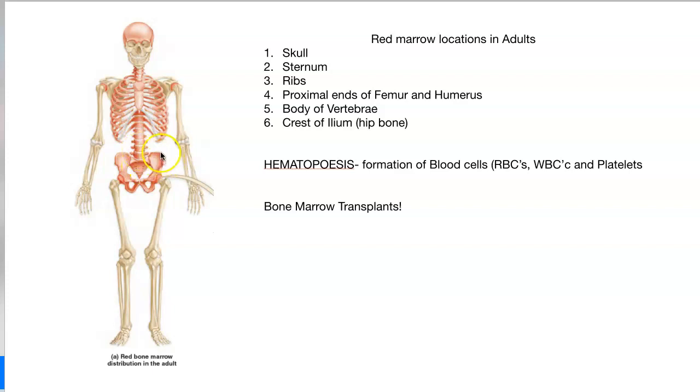So they go through the iliac crest, the hip bone. You should all be able to feel that iliac crest. That is where they're going to be sticking that big needle when they harvest that bone marrow for bone marrow transplants. So hematopoiesis, the formation of red blood cells, white blood cells, and platelets.